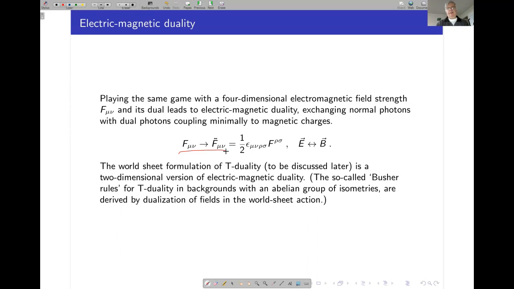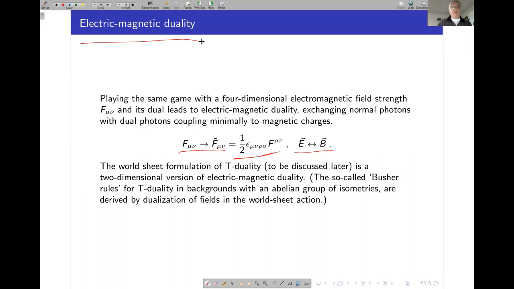In this case, going from a rank 2 tensor to another rank 2 tensor, the so-called Hodge dual, has the effect of exchanging electric and magnetic components in the field strength tensor. Therefore, this is called electric-magnetic duality. So the duality between B and phi is a kind of generalized version of electric-magnetic duality, if you like.